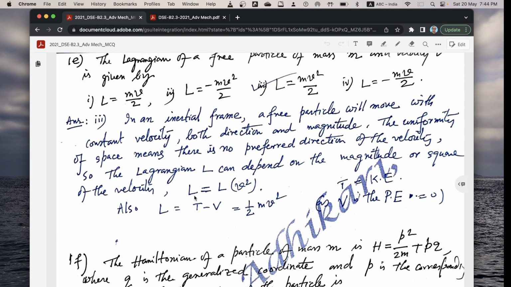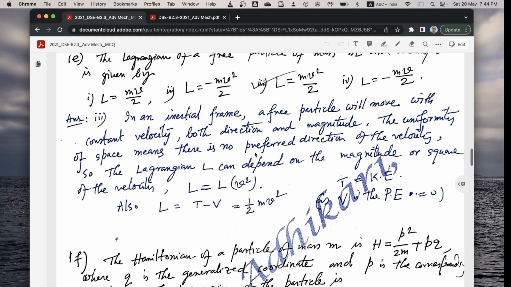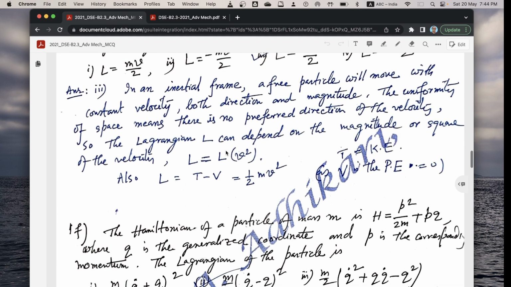In an inertial frame, a free particle will move with constant velocity, both direction and magnitude. The uniformity of space means there is no preferred direction of the velocity. So the Lagrangian L can depend on the magnitude, or square, of the velocities. That is, L equals L(v squared).